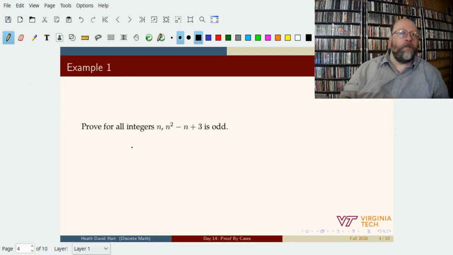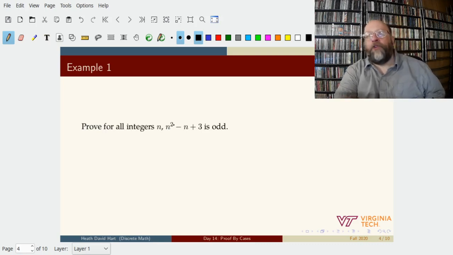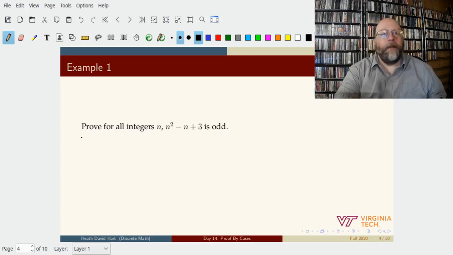So let's try some examples. We're going to try to prove for all integers that n squared minus n plus 3 is odd. So we're going to start with: let n be an integer.